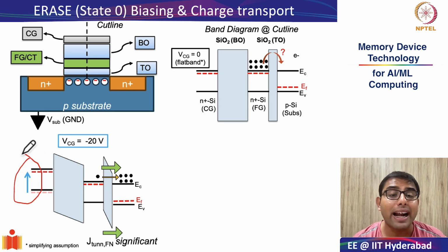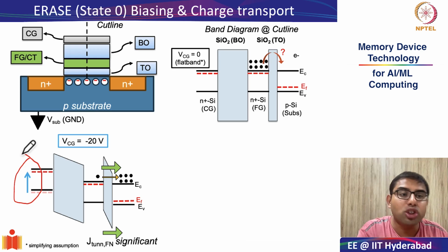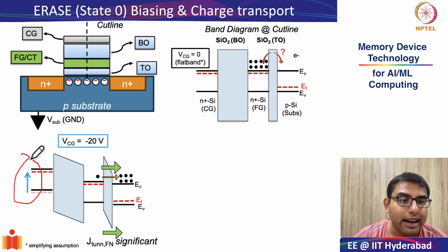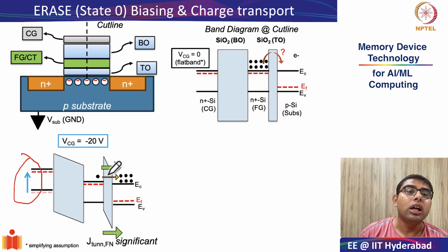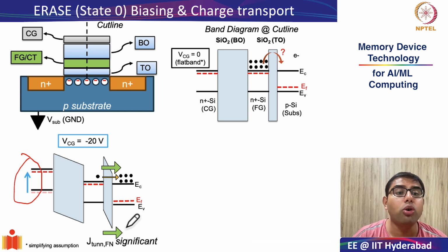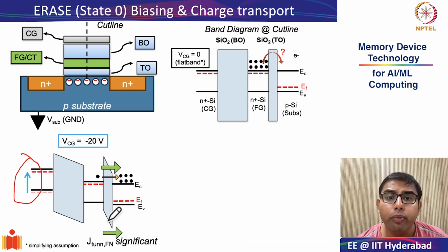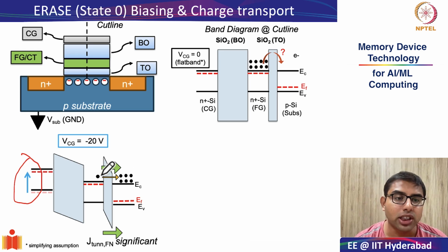Remember, in band diagrams we plot electron energies. The moment we put minus 20 volts at a terminal, you are increasing electron energies, and that is why there is an upward movement of the bands. And just like there was significant Fowler-Nordheim tunneling through the triangular barrier in the program operation, the same is the case in erase operation, but the direction becomes opposite.